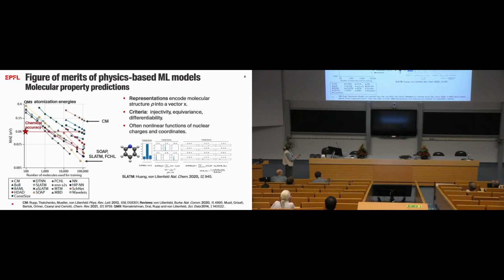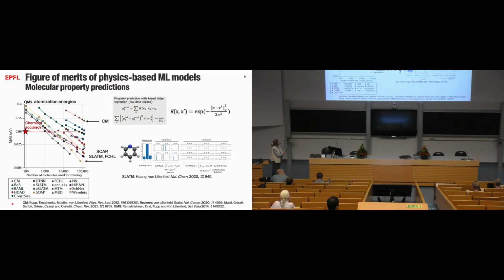So here is an example of some of this representation that you see. They are physics-based because they are based on nuclear charges and coordinates, the same information as you will have in the Hamiltonian, and also because they contain some kind of constraint, symmetry constraint, injectivity, they obey injectivity, equivariance, and criteria like that. Very quickly, so this vector will then be injected into a similarity kernel that can be a Laplacian or a Gaussian, and that will be used to measure the similarity of the vector associated with a new molecule to the one in the training set.